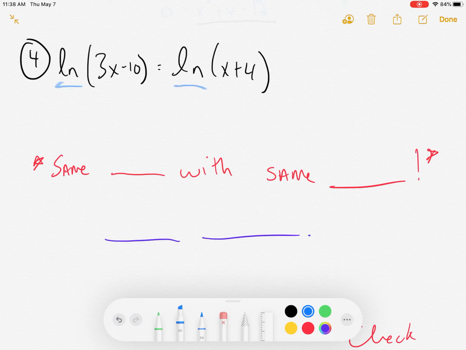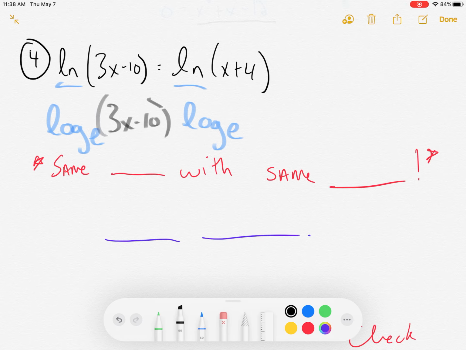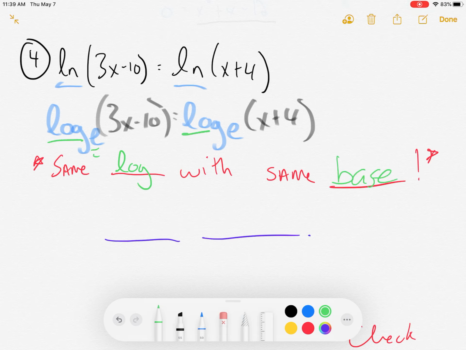First thing I want to do is say, okay, I have a natural log and a natural log. Well, that's really log base e and log base e. So it's log base e of 3x minus 10 equals log base e of x plus 4. So if you notice here, I have the same log with the same base.